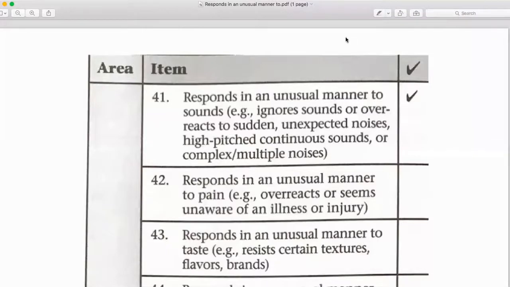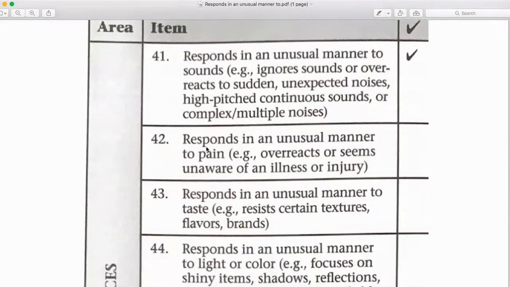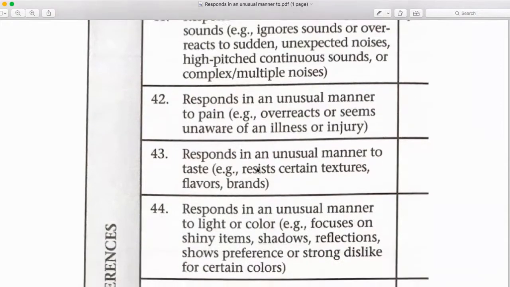So this chart comes from the Ziggurat model's underlying characteristics checklist, UCC. And so these are the areas of sensory that we want to look for so we can help program plan and make sure we're addressing these sensory needs. Does the student respond in an unusual manner to sounds, for example, ignores sounds, or overreacts to sudden, unexpected noises, high-pitched, continuous sounds, or complex or multiple noises? Do they respond in an unusual manner to pain? For example, do they overreact or seem unaware of an illness or injury?